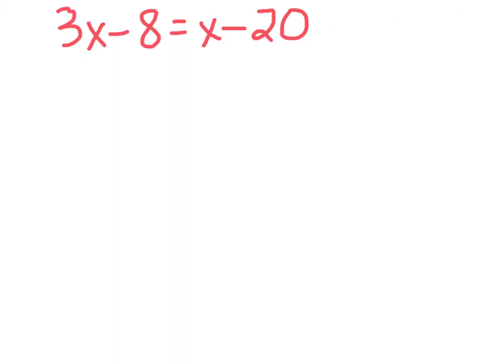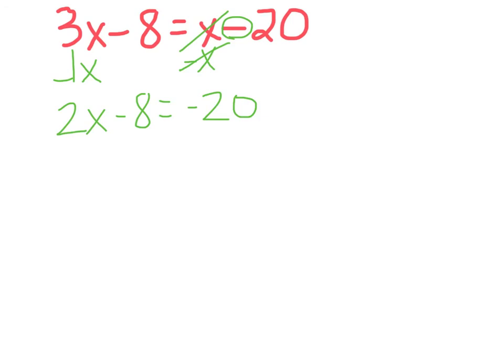In the last equation, 3x minus 8 equals x minus 20. I have x's on both sides, so I look at how many I have on each side. Over here on the left, I have 3x. Over here on the right, it's just an x by himself. So I'm going to get rid of him. I'm going to do minus x, minus x. Remember, that's like 1x, so 3x minus 1x, 2x minus 8 equals negative 20. Don't forget that minus sign with the 20.